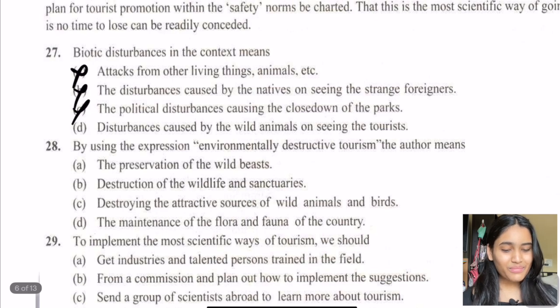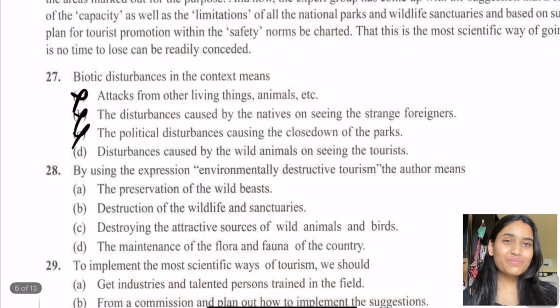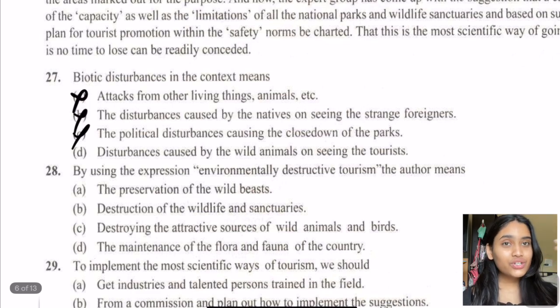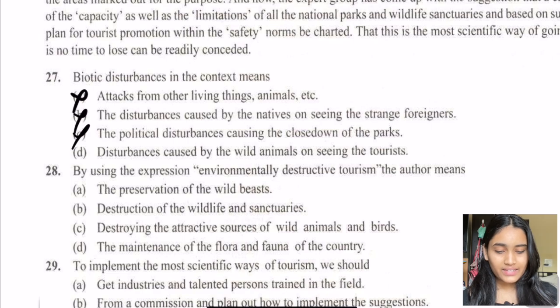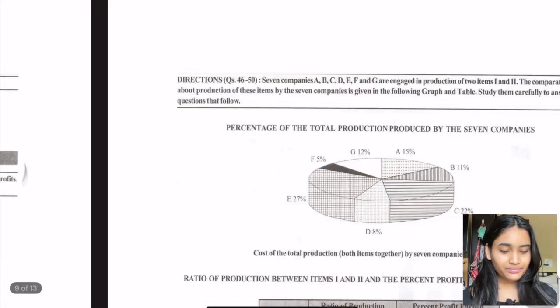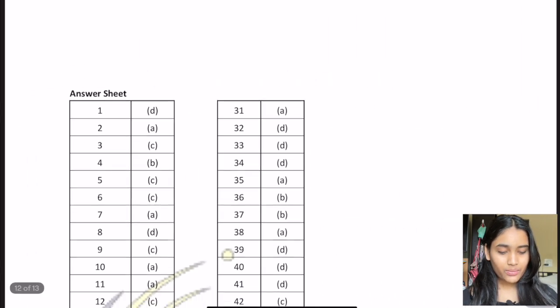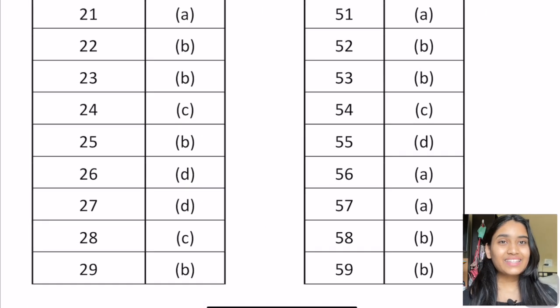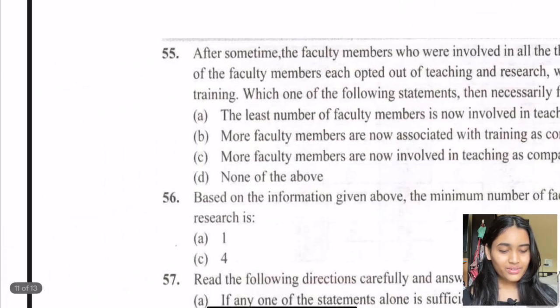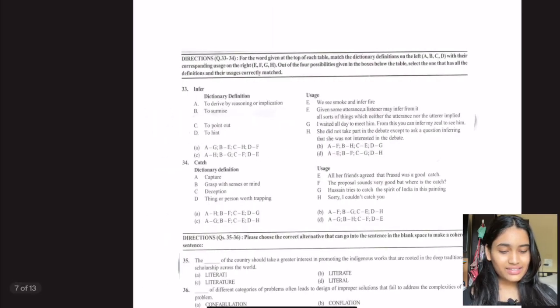D. Disturbances caused by the wild animals on seeing the tourists. Yes, it was mentioned in the passage that tourism disturbs our wild animals. So that is the correct option. Let's go ahead and check. So that was question number 27. So that was the correct answer.